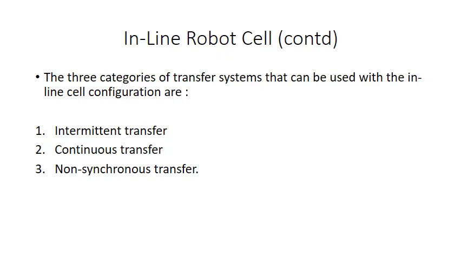The three categories of transfer systems that can be used with the inline cell configuration are 1. Intermittent transfer, 2. Continuous transfer, 3. Non-synchronous transfer.